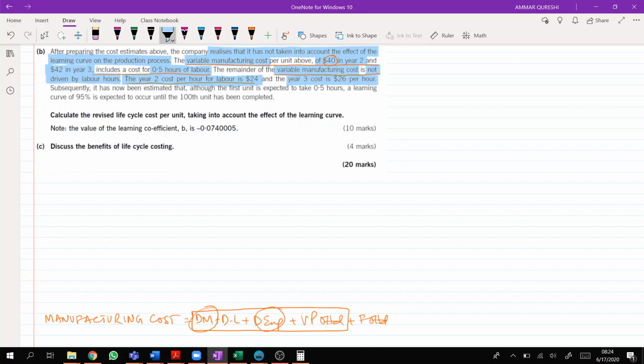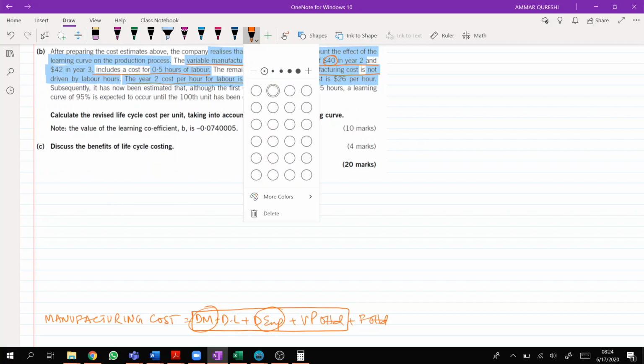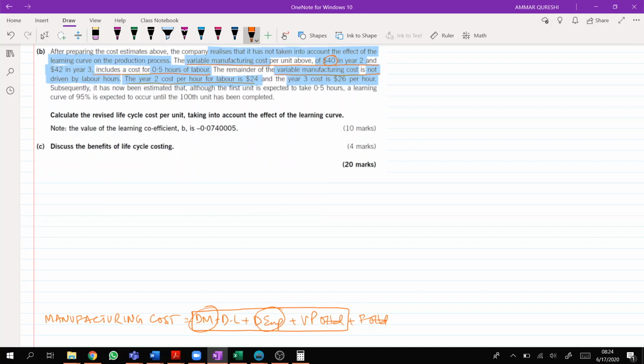Now, if the question is saying labor cost per hour is 24 and 26, this means what? These two figures are actually the wage rate of labor. How can we say that this is the wage rate? Because this is per hour, right? This is not a per unit cost, this is a per hour cost, right?